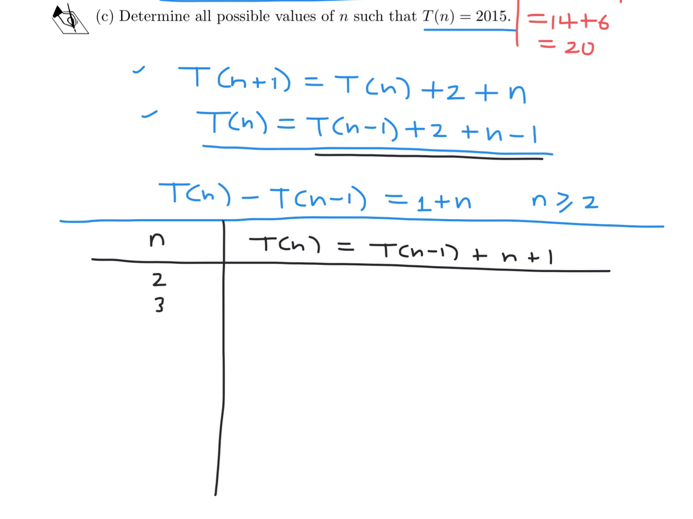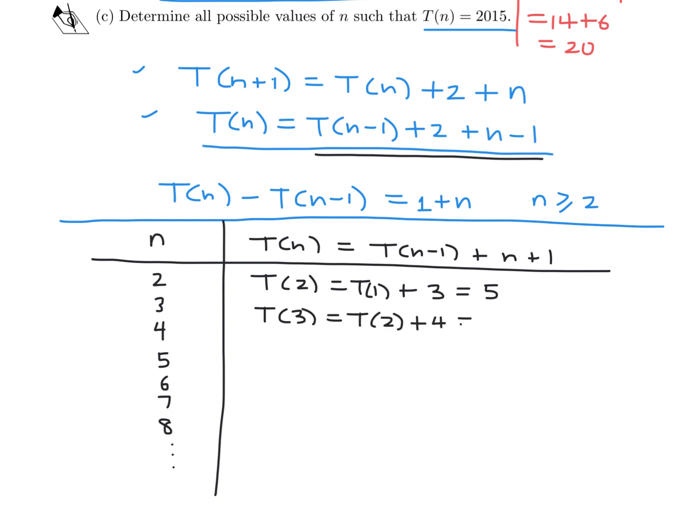So 2, 3, 4, 5, 6, 7, 8, and so on. I think I should be able to get a pattern by the time I get to 8. Okay, so this is T2, which I believe is T1 plus 3. So that's going to be, what was T1 again? T1 was 2, right? So this is 5. And then continuing, T3 would be T2 plus 4. So that's 5 plus 4, which is 9. And then T4 is T3 plus 5, which is 14. And so on. And you guys get the idea.